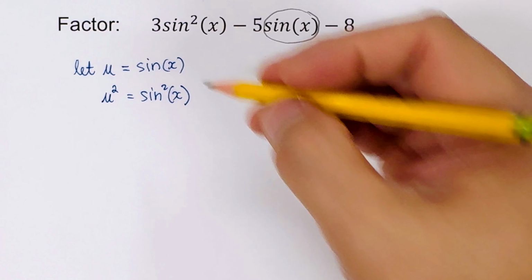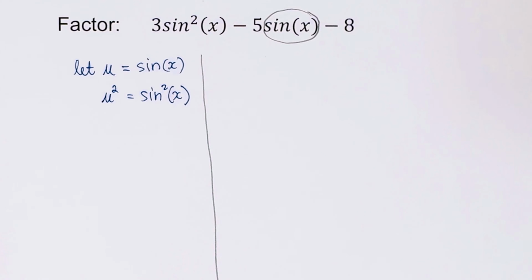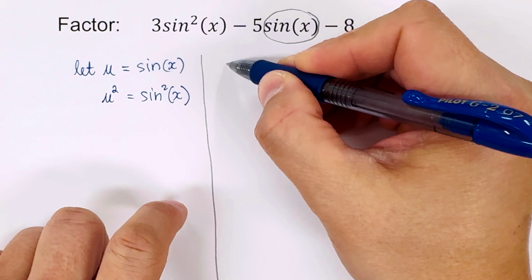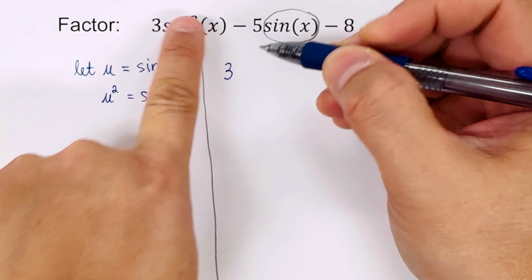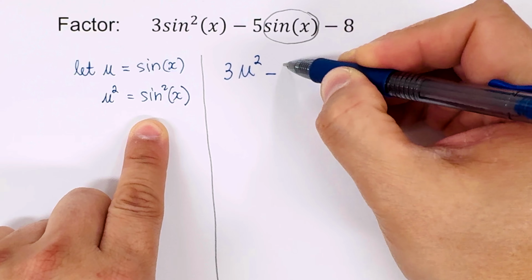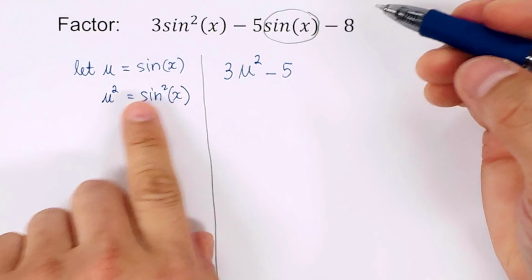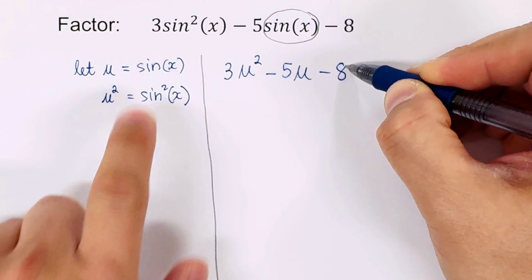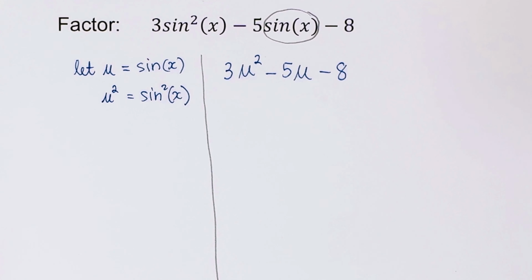So that we can go ahead and say that this given expression right here in terms of u would be 3, and then sine squared x is u squared. And then that's a minus 5. Sine x is u, so minus 5u minus 8. So we go ahead and factor this out.